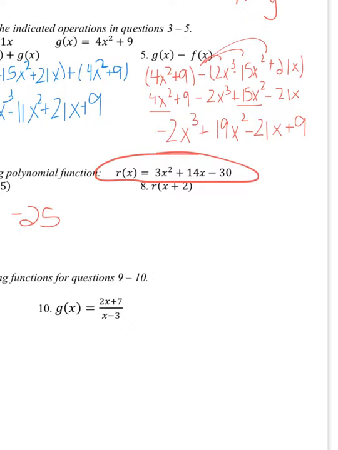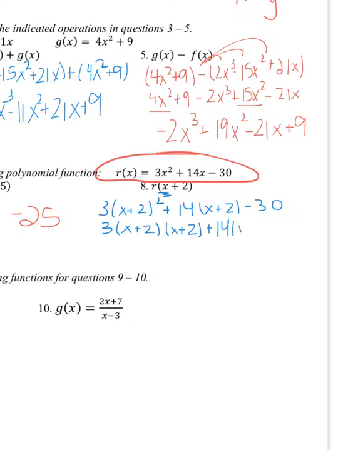So number 8, it's algebraic, right, because it has an x, an algebraic input, which should give you an algebraic output. So if I want to do r of x plus 2, I would do 3 times x plus 2 squared plus 14 times x plus 2 minus 30. Now right away, you should have seen this x plus 2 squared. Remember, x plus 2 squared, you're going to write out twice as x plus 2 times x plus 2. And you have to double distribute that. Everything else stays the same for now, so plus 14 times x plus 2 minus 30.